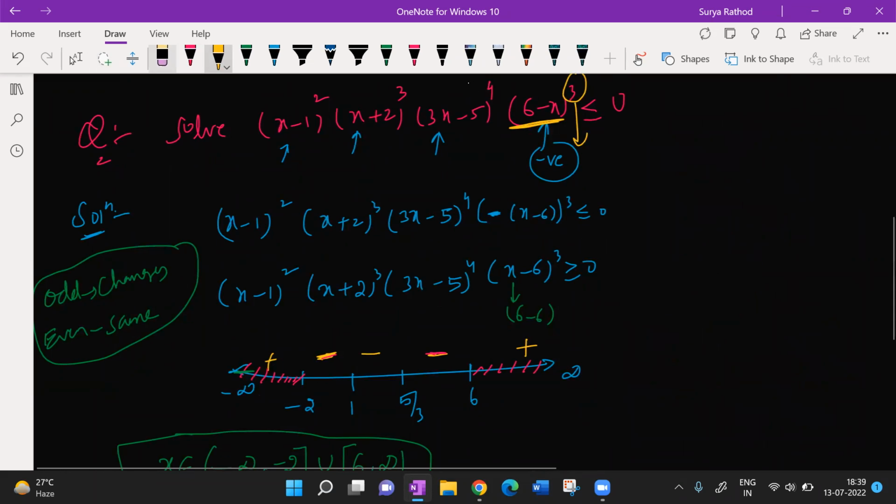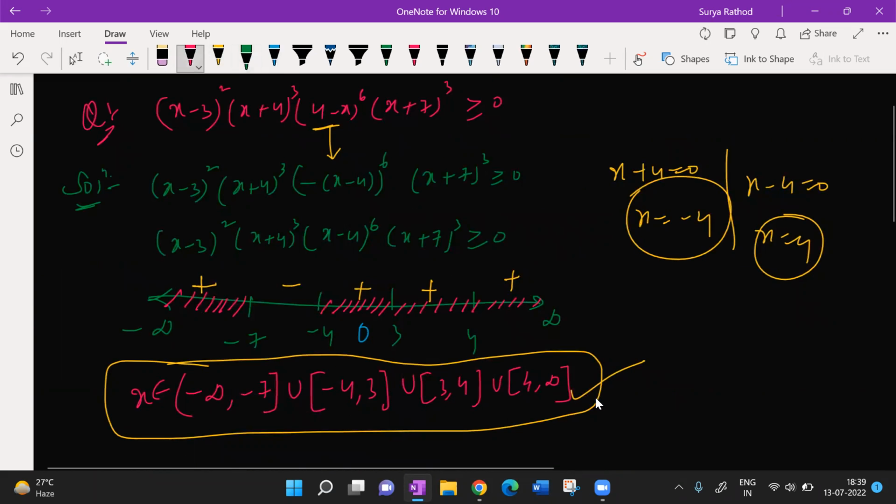If the power is odd, even if you take minus common, it won't become positive. It stays negative. For making it positive, what do you have to do? You have to take minus common. After taking minus common also, I had an even power. Just because of the even power, it became positive here. So I didn't change the inequality.